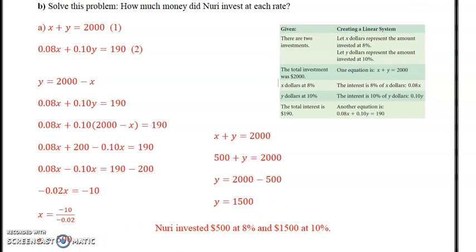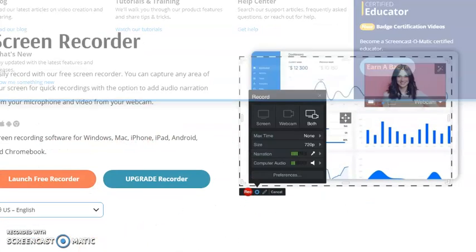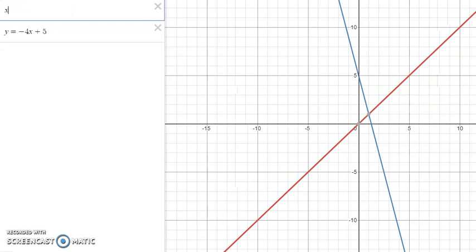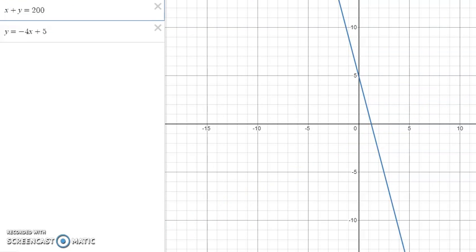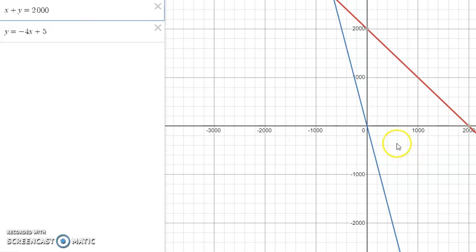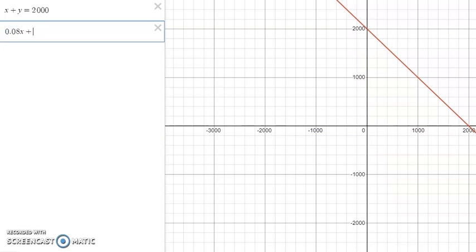Again, you can use Desmos to double check. I recommend it. Go to your Desmos program. You can put the original equations in: x plus y equals 2000. You obviously won't see that because the x, y intercept is 2000, so you have to zoom out, zoom out. And 0.08x plus 0.10y equals 190, and then you can see the intersection point at 500 and 1500. Just a quick way to double check. This is verification that you're right. When you're working at home, I recommend it.